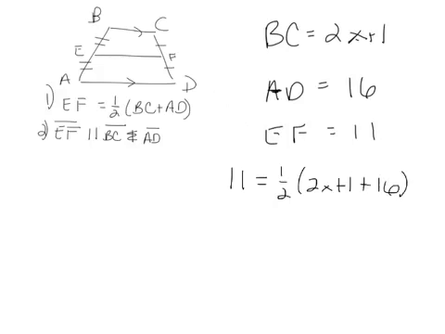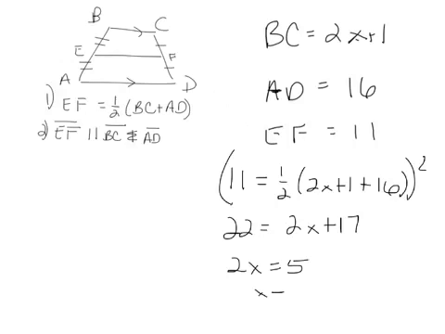That would be the formula that you're going to need. Instead of multiplying through by half, you could multiply everything by 2 here. And that would give you 22 equals 2x plus 17. Subtract the 17, you get 2x equals 5, and x is equal to 5 halves.